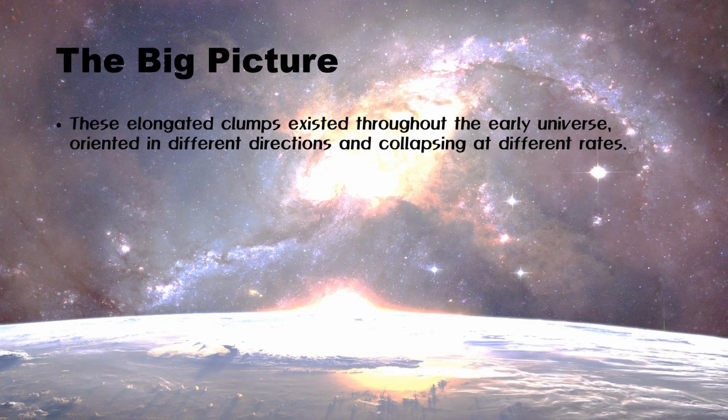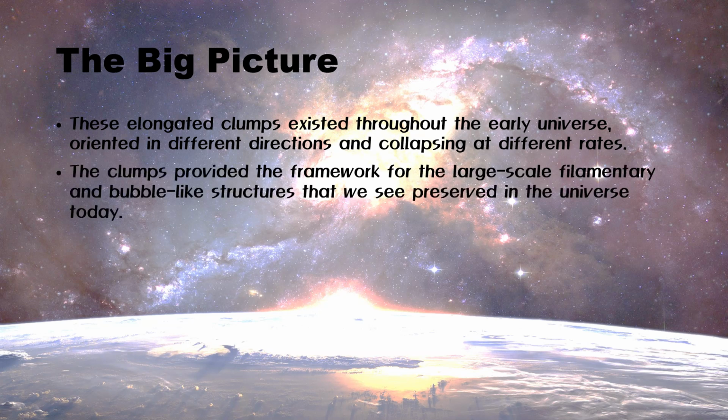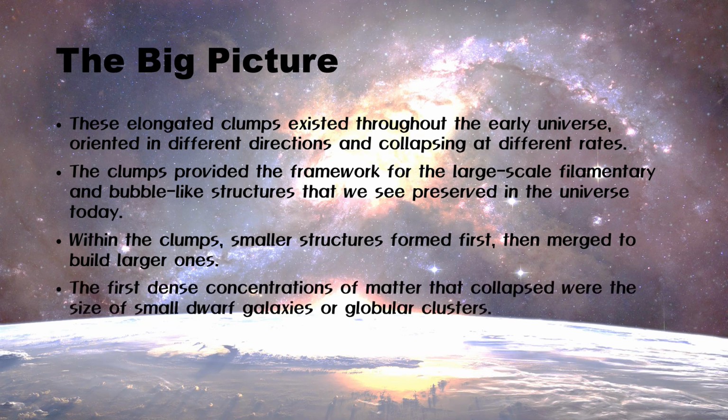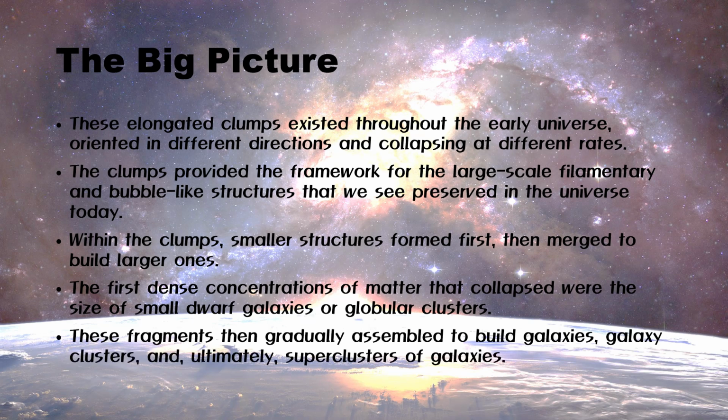Now, the elongated lumps that we talked about existed throughout the early universe, oriented in different directions and collapsing at different rates. These clumps then provide the framework for the large-scale filamentary, bubble-like structures that we see preserved in the universe today. Within these clumps, smaller structures form first, then merge to build larger ones. First, dense concentrations of matter collapsed that were the size of small dwarf galaxies or globular clusters, and these fragments then gradually assembled to build galaxies, galaxy clusters, and ultimately superclusters of galaxies.